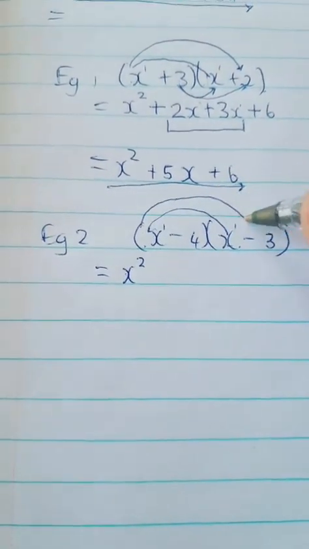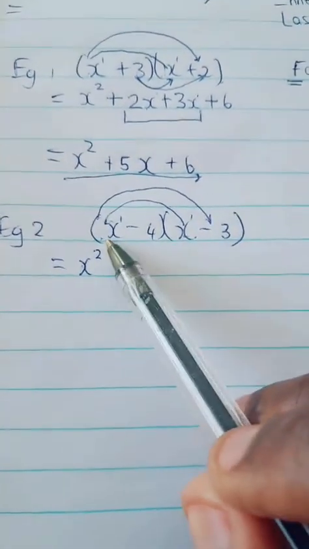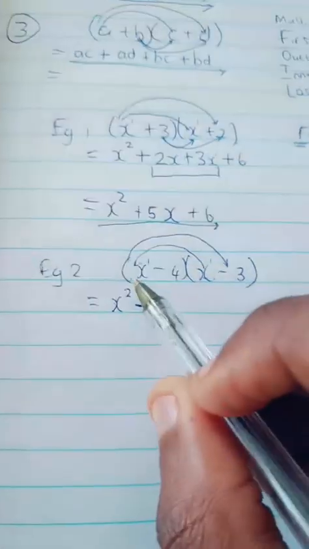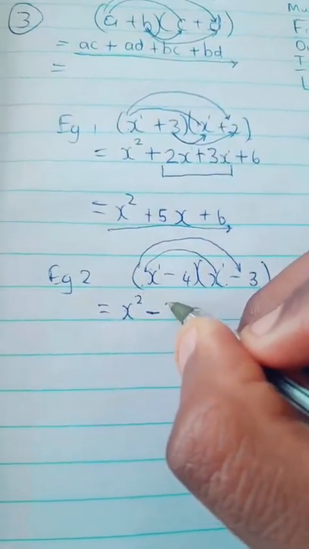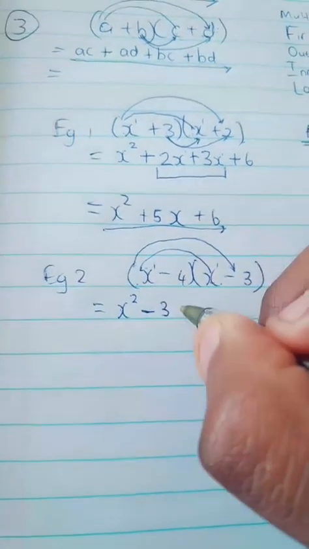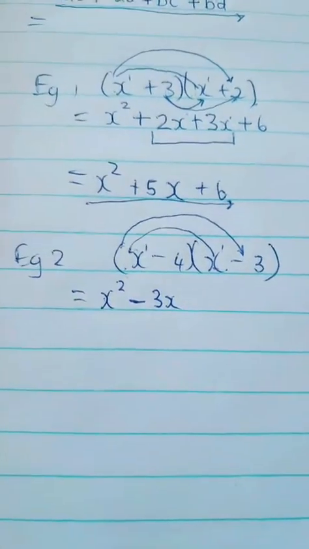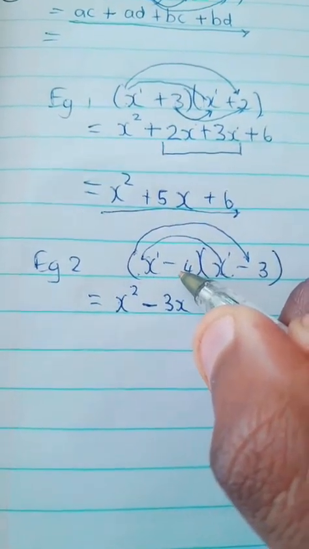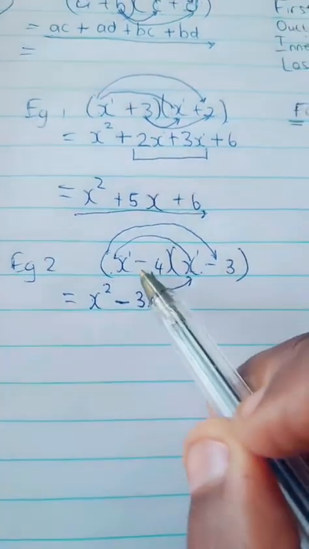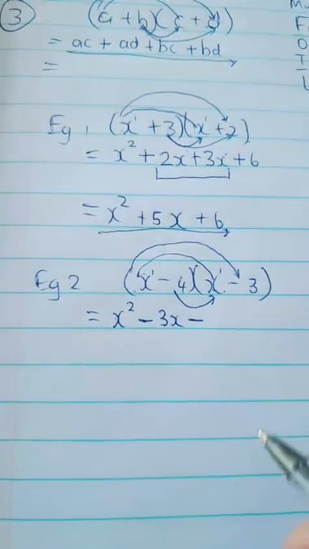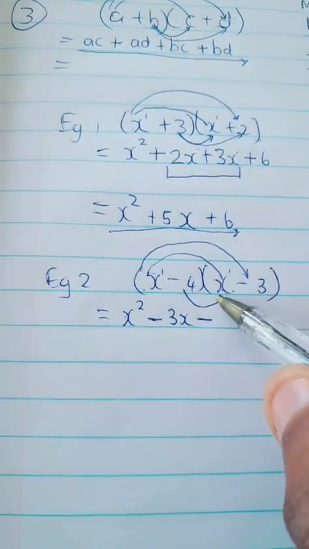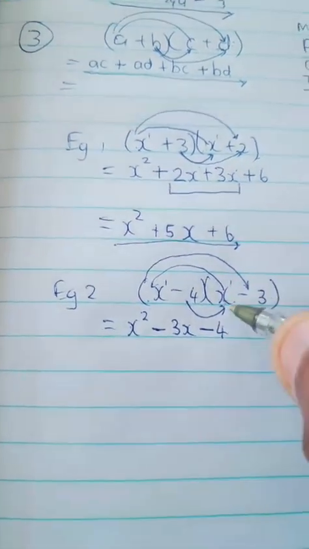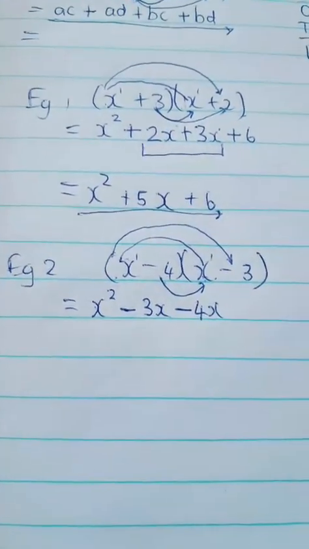Outer terms: x times negative 3. A positive times a negative is negative. 1 times 3 is 3, with the variable x next to the coefficient. Then we take the inner terms, negative 4 times x. A negative times a positive is negative. 4 times 1 gives us 4, with x next to the 4.